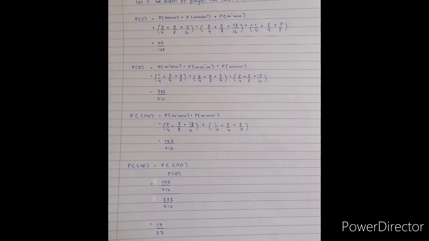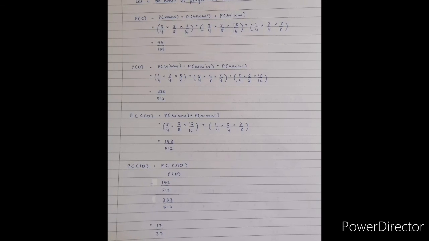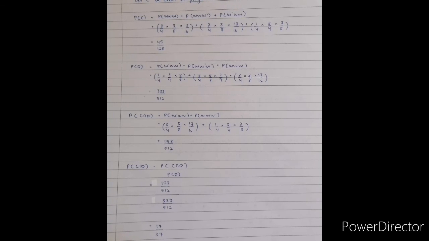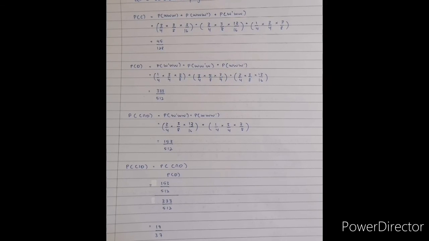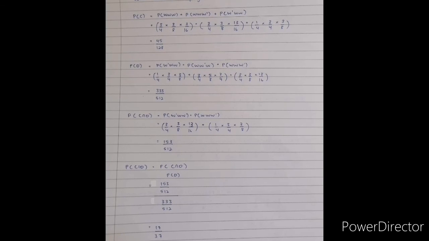153 over 512. And last step, P of C given D can be interpreted as the probability of C intersect D divided by the probability of D. And we got the answer, which is 17 over 37.